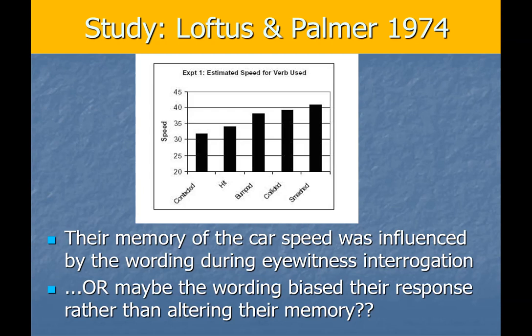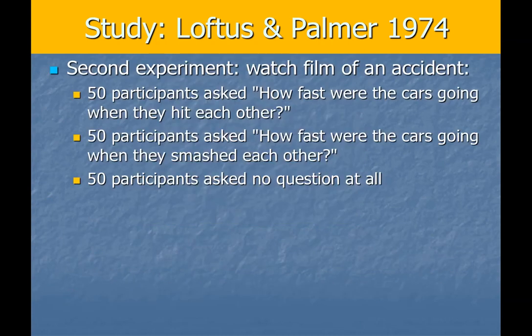So Loftus and Palmer did a follow-up. They did a second experiment in this same study. In the second experiment, they used the same basic procedure. Participants watched a little film of a car accident. And now they split people up into three different groups. One group was asked how fast were the cars going when they hit each other. Another group was asked how fast were the cars going when they smashed each other. And then there was a control group, 50 participants, who were asked no question at all. They just watched the film.